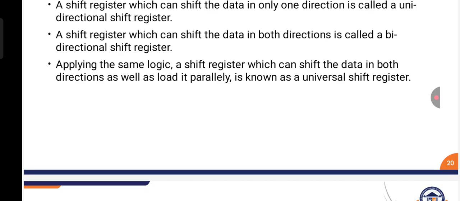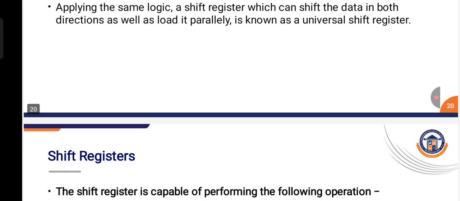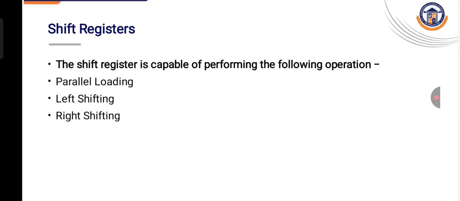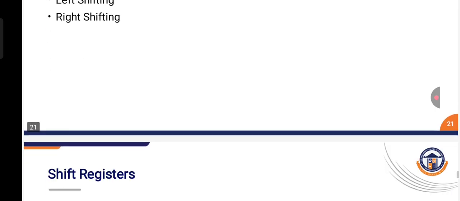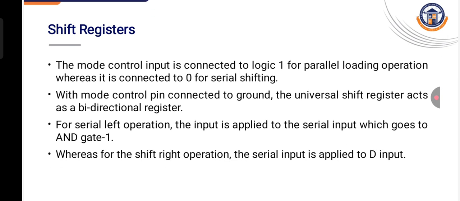Applying the same logic, the shift register which can shift the data in both directions as well as load it in parallel is known as a universal shift register. This shift register is capable of performing the following operations: parallel loading, left shifting, right shifting. The mode control input is connected to logic 1 for the parallel loading operation, whereas it is connected to 0 for serial shifting.